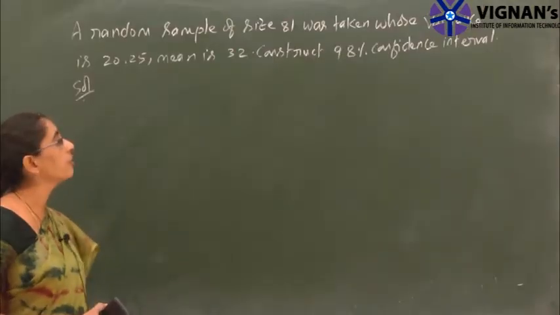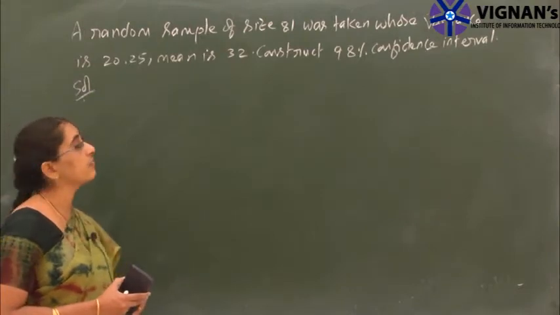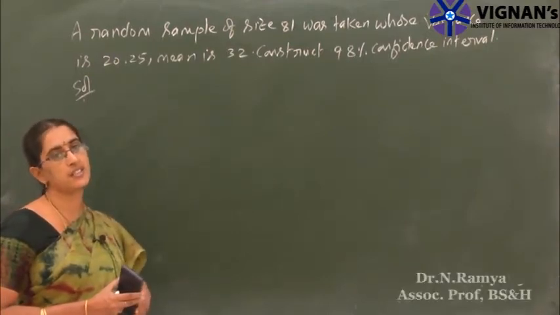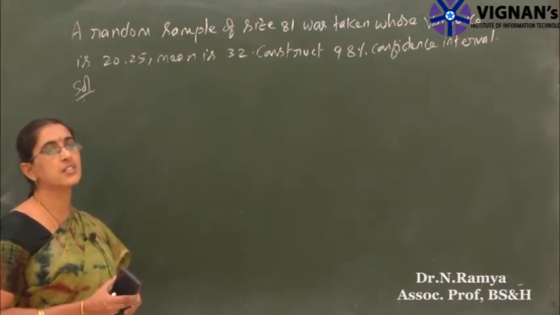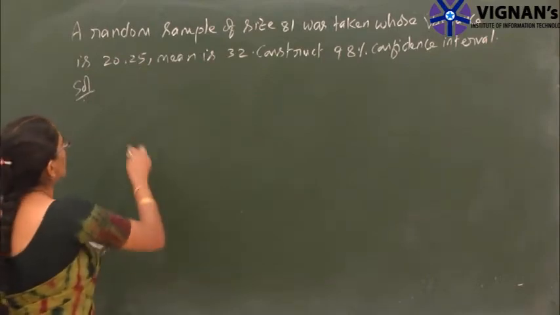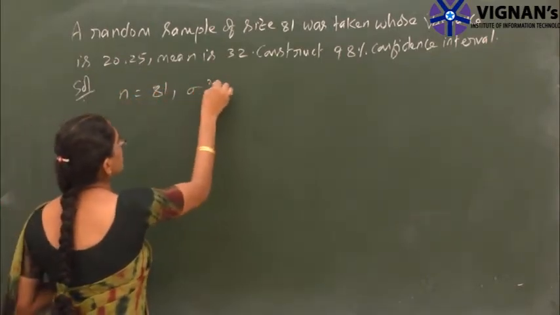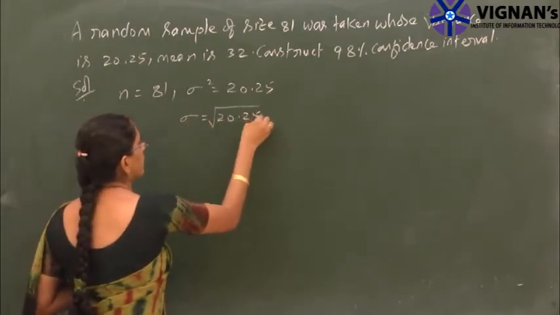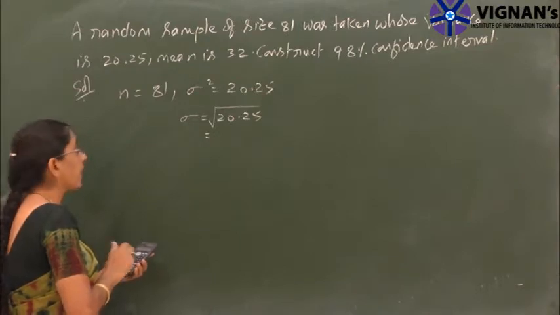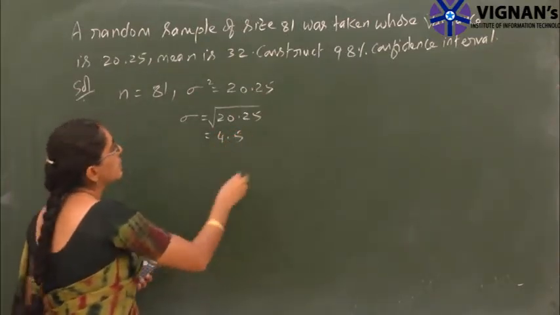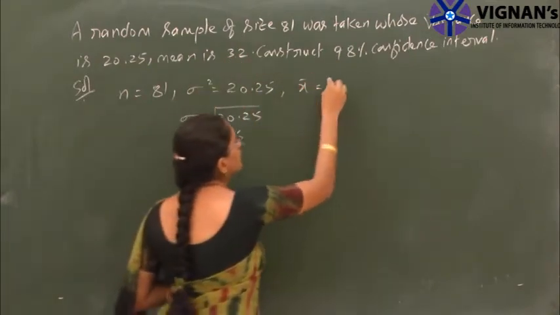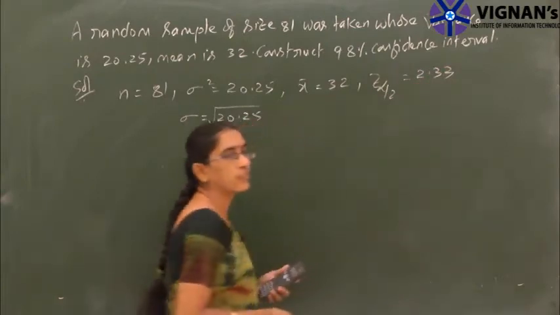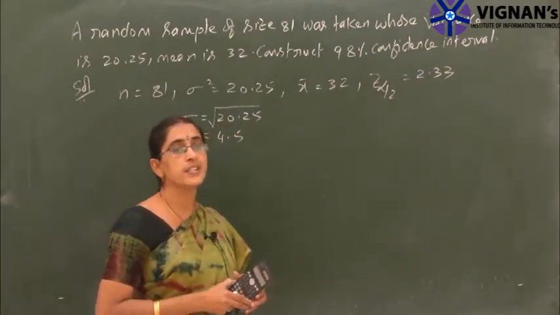Now let us see one more problem on confidence interval for the mean. A random sample of size 81 was taken whose variance is 20.25 and the mean is 32. Construct a 98% confidence interval. This time instead of 95%, they asked to construct the 98% interval. The sample size is 81 and the variance is 20.25, so find the square root of the variance, which becomes the standard deviation. The square root of 20.25 is 4.5. The sample mean is 32, and for a 98% confidence interval, the Z alpha by 2 value is 2.33. 95% is 1.96 and 98% is 2.33.